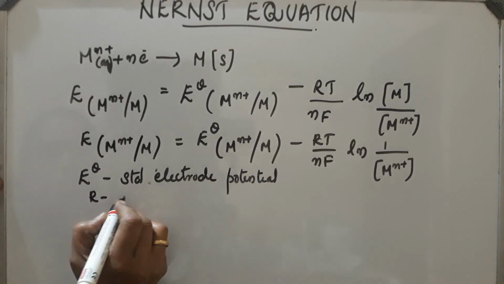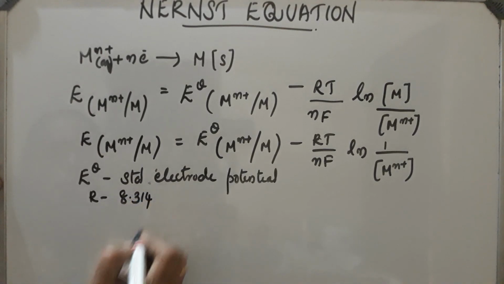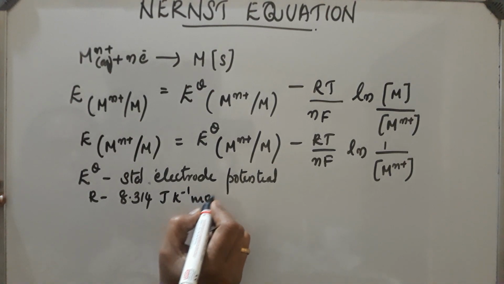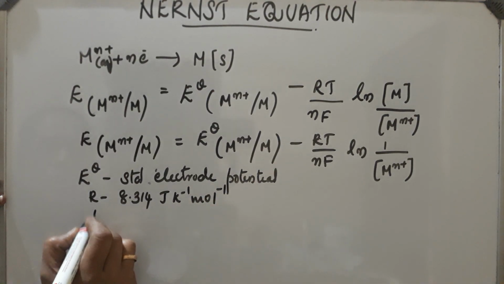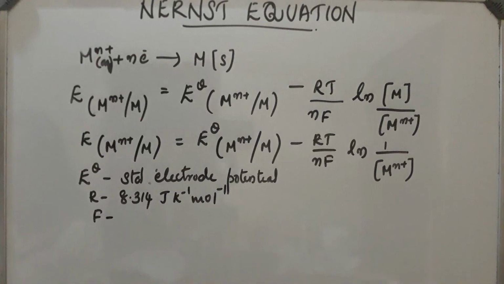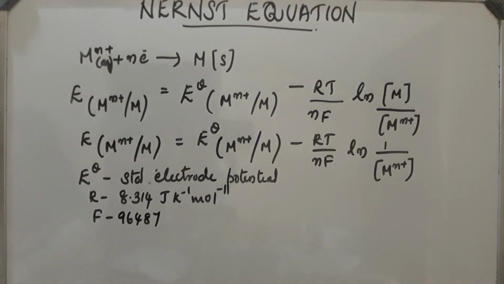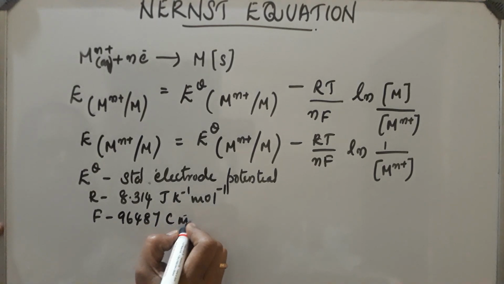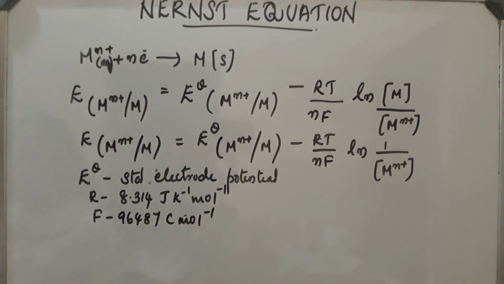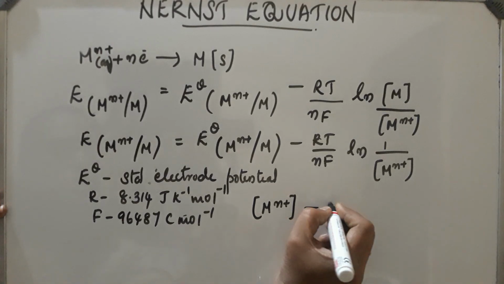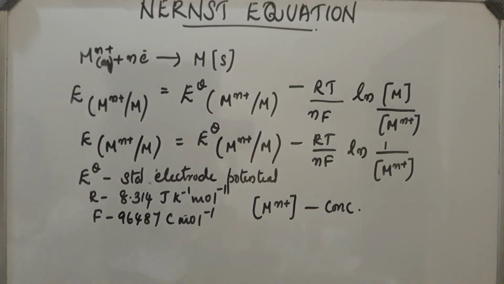Then R is the gas constant, which is 8.314 joule Kelvin inverse mole inverse. Now, what about F? F is Faraday's constant, 96487 coulomb per mole, and T is temperature in Kelvin, and the concentration of the species M^n+ is the concentration of the species in the solution. So, this is the equation according to Nernst.